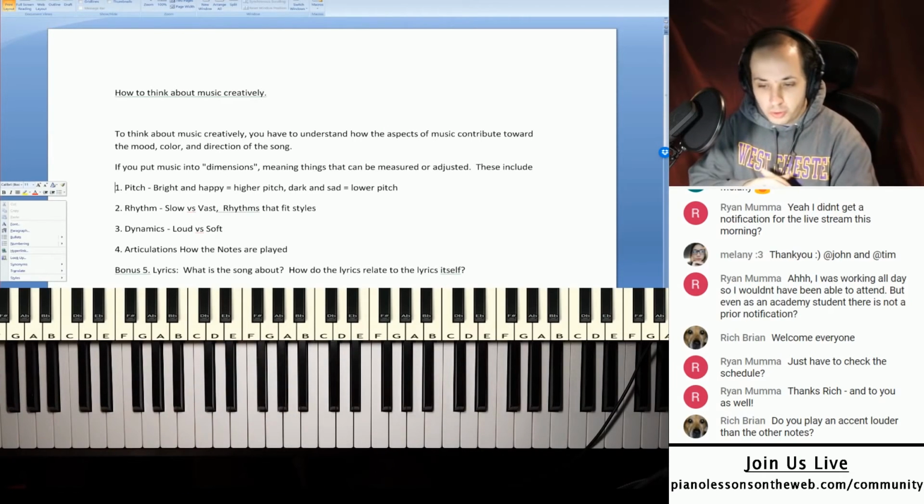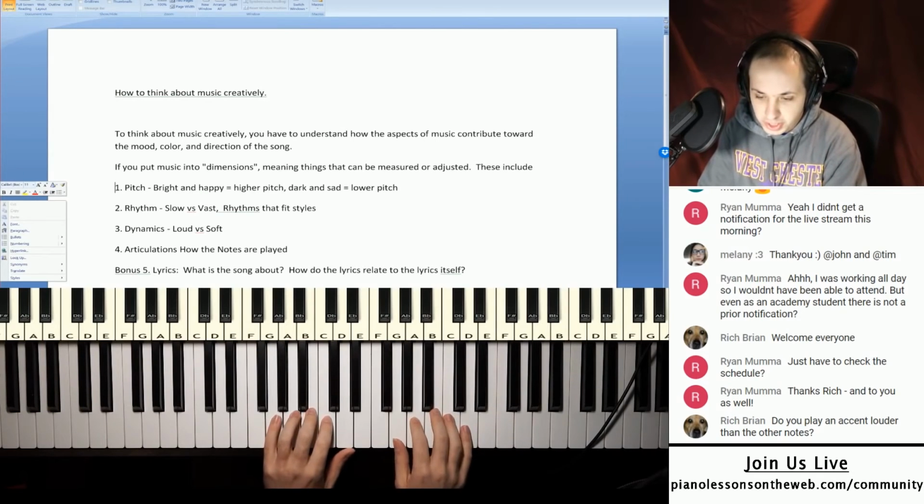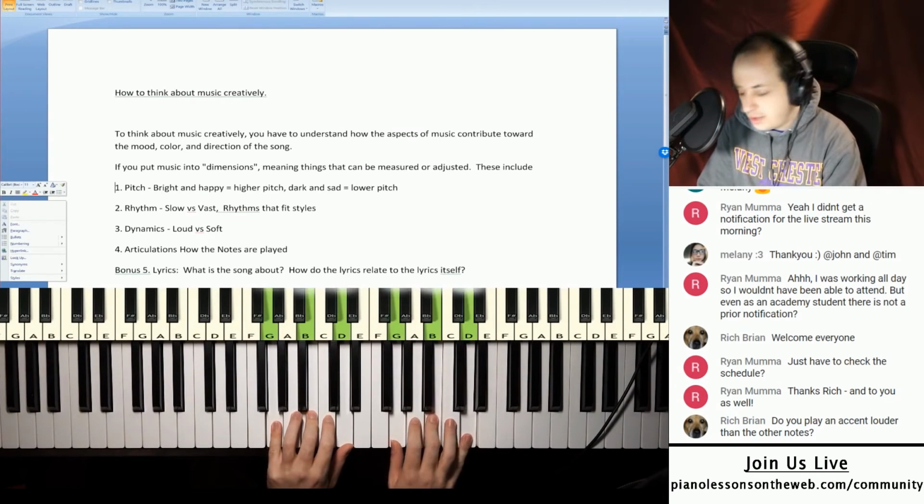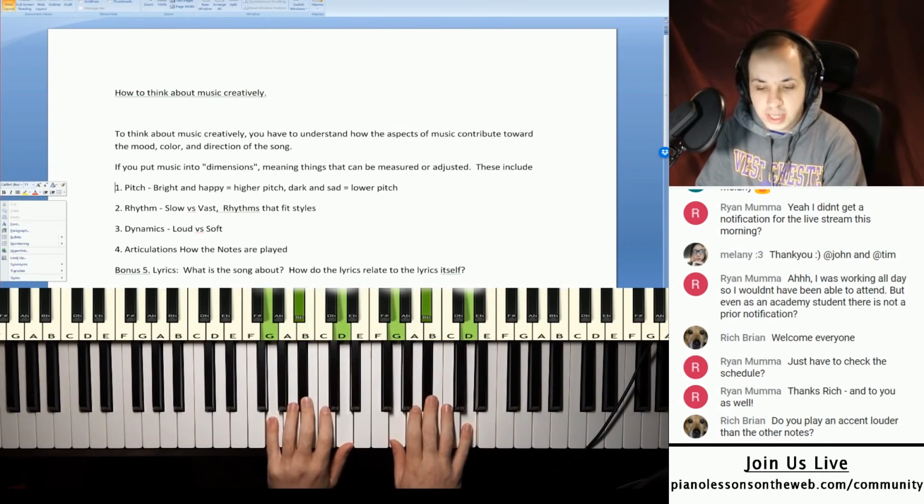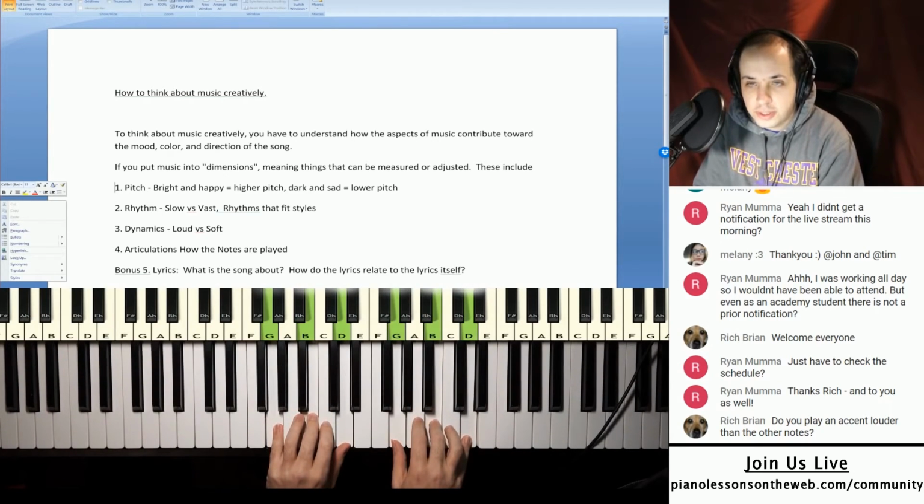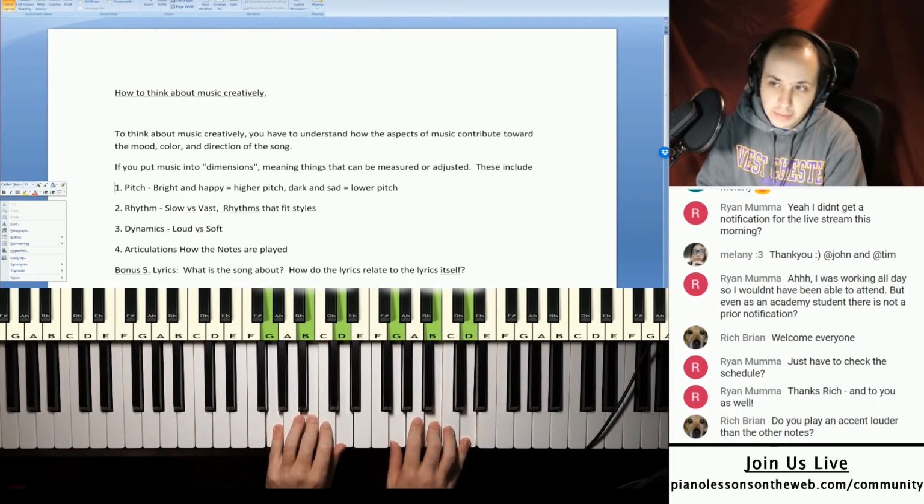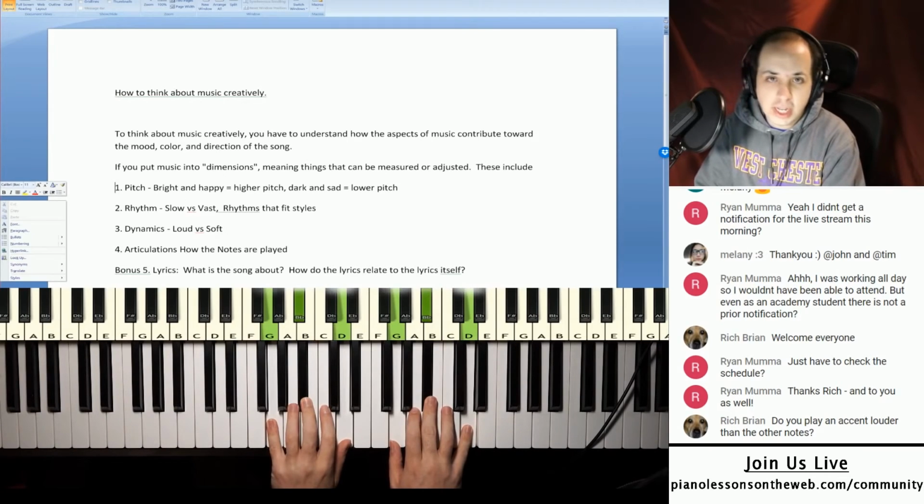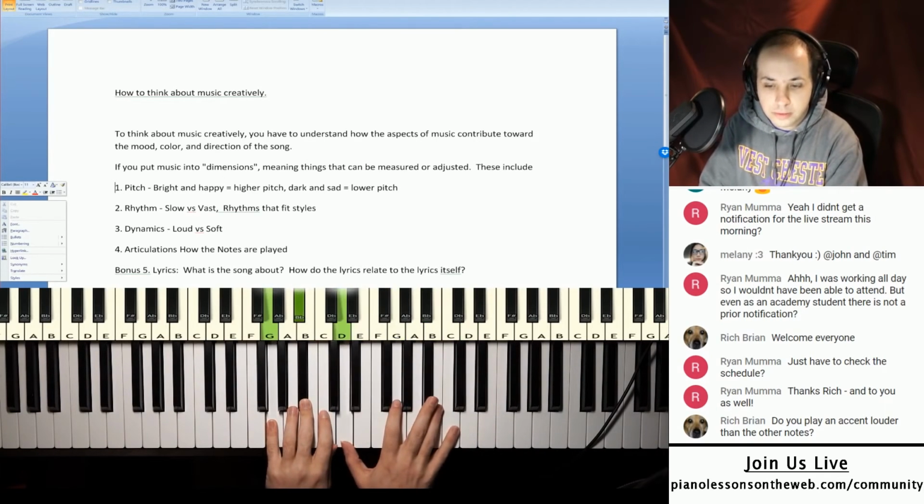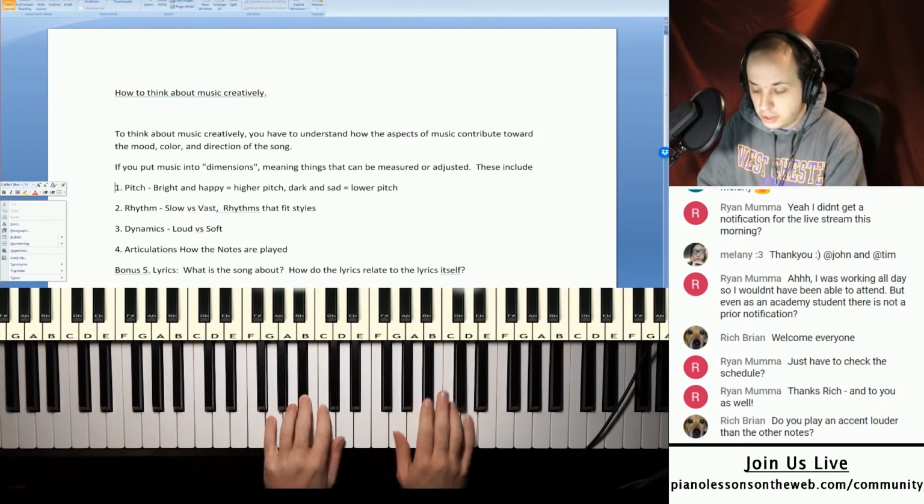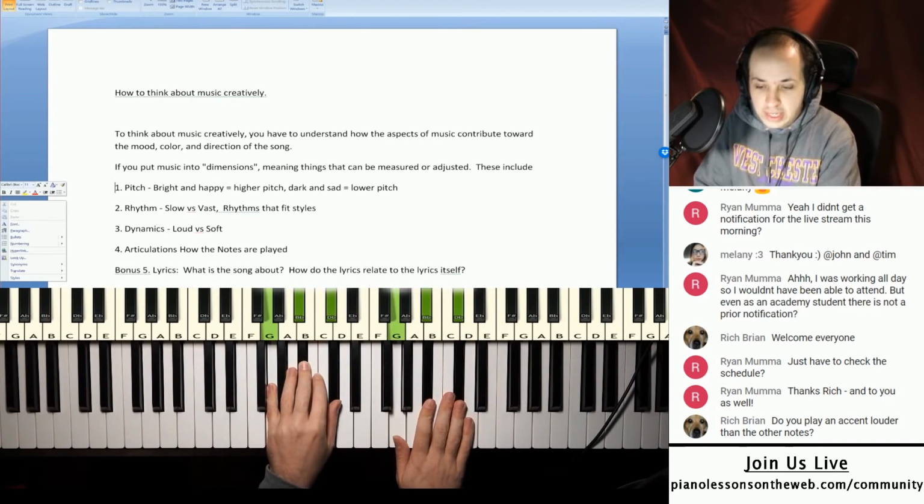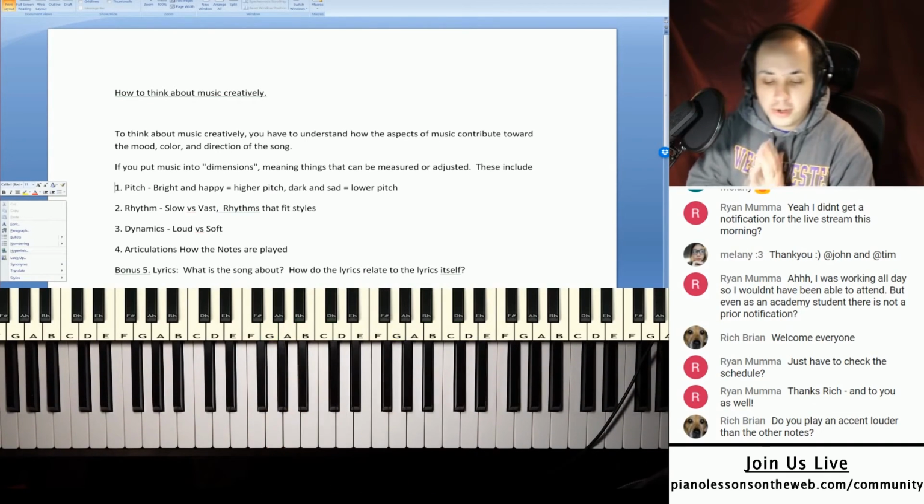I guess I could have put chords as number 1 on the list, but the chords you use in a song are also very important, and they contribute towards the mood. This goes along with pitch, or harmony. So you have major and minor. Happy songs, you're going to have major. Sad songs, you're going to have minor. And diminished chords have a sinister kind of sound to them. So chords are very important as well.